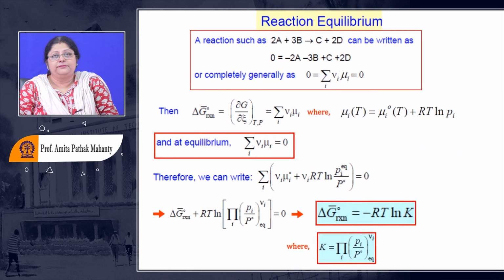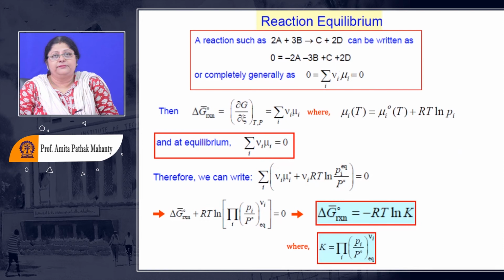And what is the condition for equilibrium? The condition for equilibrium is that the stoichiometric coefficient times the chemical potential of each of the species, summed over all the species, should be equal to 0. So if I know my expression for mu, I can write this down. Remember, P naught is always there. The expression for mu i is mu equal to mu naught at that particular temperature plus RT ln Pi at equilibrium. So I can rewrite this, and that should be equal to 0.